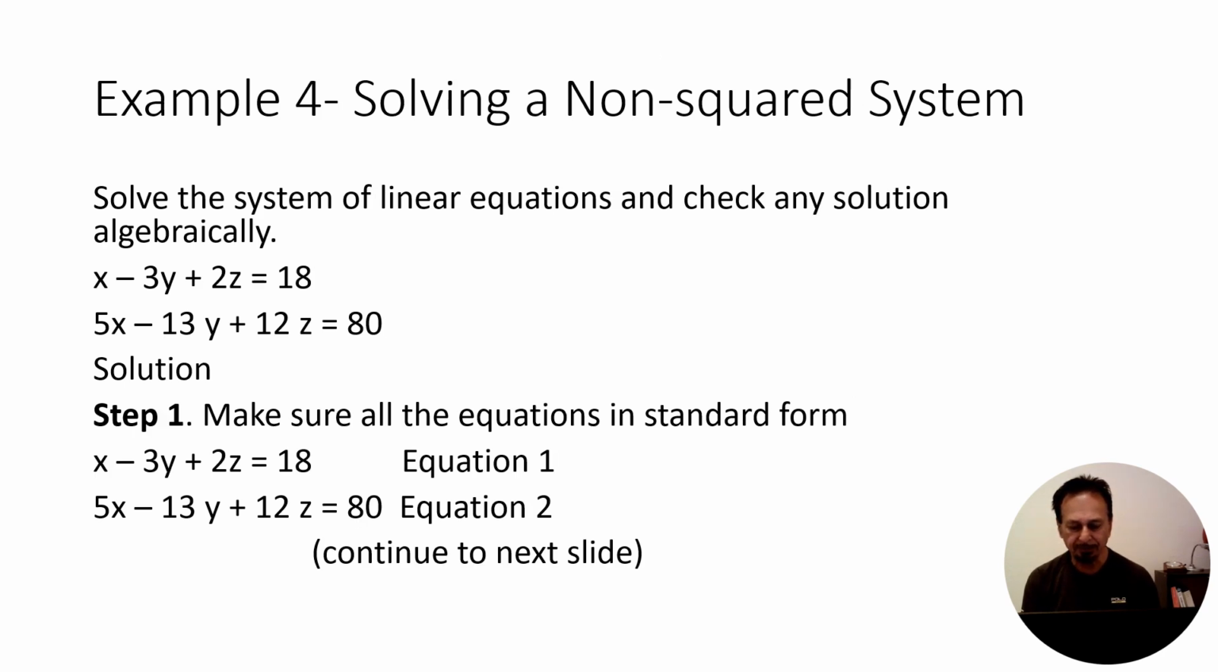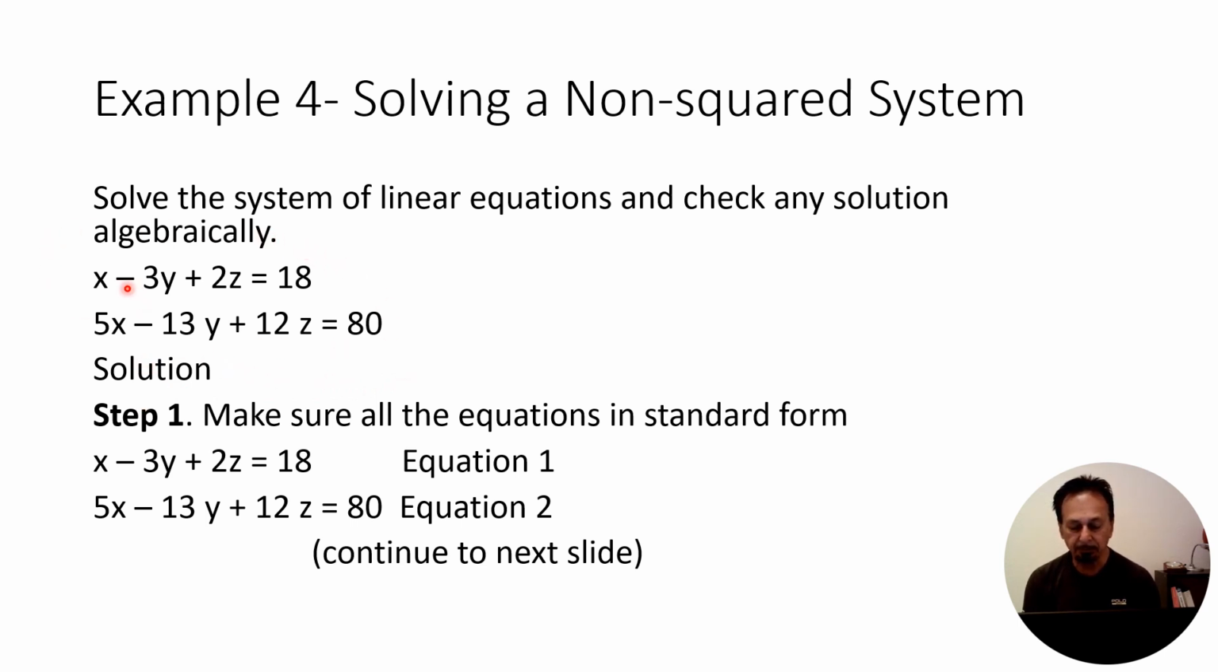So let's do example 4. Solve the system of linear equations. We have x minus 3y plus 2z equals 18, and 5x minus 13y plus 12z equals 80. Now there are only two equations and there are three variables. So there are fewer equations than variables, so this is an example of a non-square system.